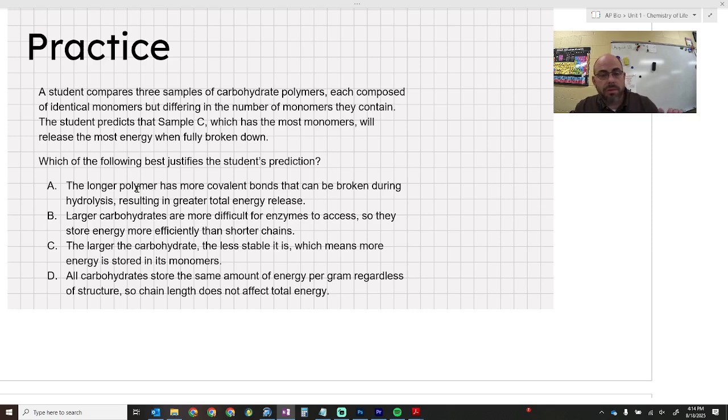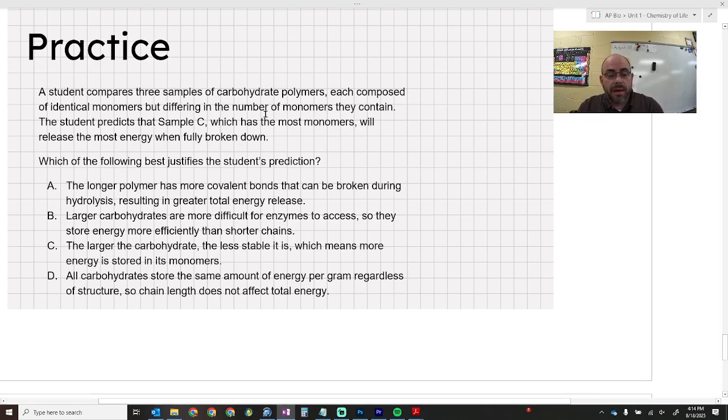So before we go on, this is a very important question type that you'll see. A claim has been made, and then which of the following best justifies the student's claim? Very, very important skill for this class. And so this is a great test question. Not that you're going to see it on a test if you're my student, but this is a great type of question that you'll see on the exam. Which of the following best justifies the prediction?